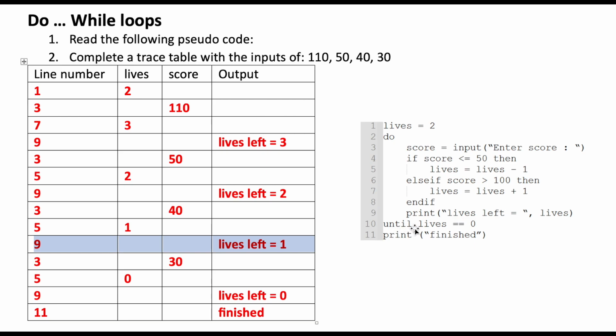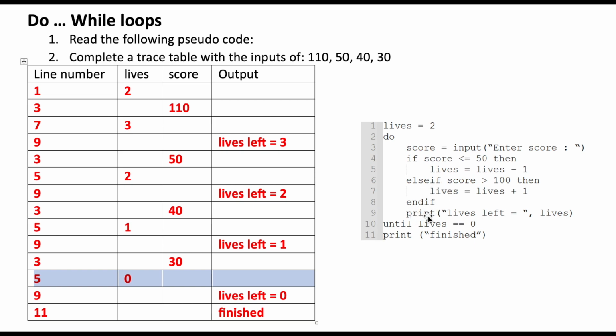Again, we evaluate our until condition, until lives is equal to 0. Lives is equal to 1. So therefore we jump back to line 3 and we get our final input of the value of 30. We execute the if statement. If score is less than or equal to 50, this is true. We decrement our lives variable. So now we can see here that we have decremented the lives variable and it now has the value of 0. Because this line was true, we won't execute the else part of the if statement.